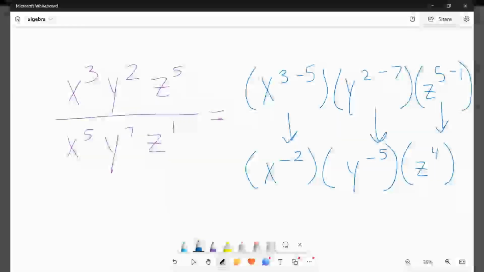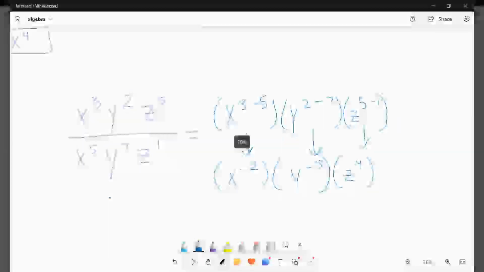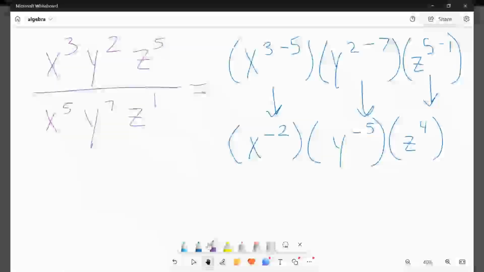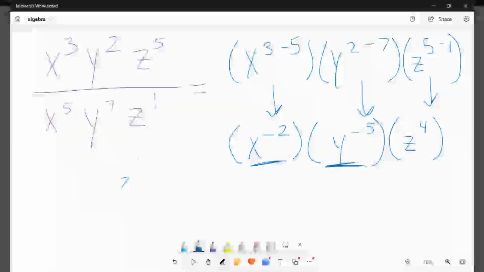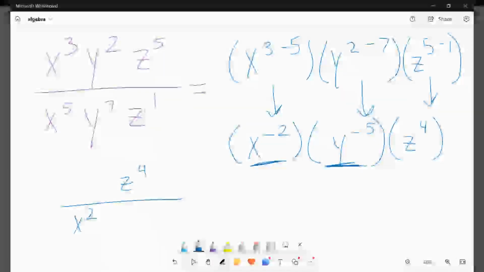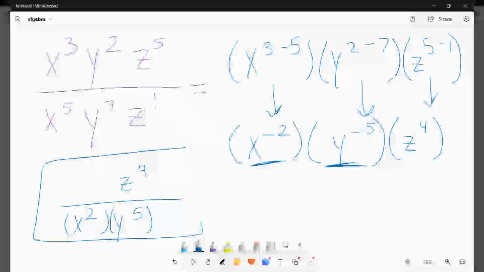Okay, great. So we're almost there. Now the only thing that's left is we want to get rid of our negative exponents, like we said. So what did we say we do with a negative exponent? We simply move it to the bottom of the fraction, or the denominator. So I have two negative exponents here, x and y. So z is positive. We can leave it on the top, and that's totally cool. z to the 4th. Now we're going to move x squared and y to the 5th to the bottom. And then we're done, right?